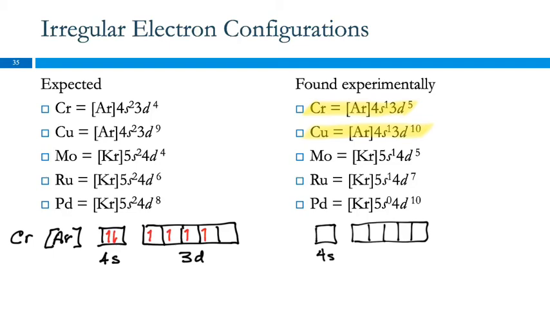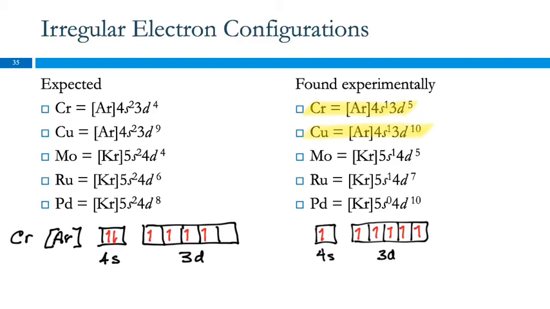Let me put a grid on this so I can draw better. What it actually does is, well, we could think of it this way. This is what we expect. But what actually happens is that this guy comes over here. Does this look more symmetrical and nice than this one? It does. Here I've got the 4s half full and the 3d half full. There's a coupon that if you do that, you get a discount. This is lower in energy.